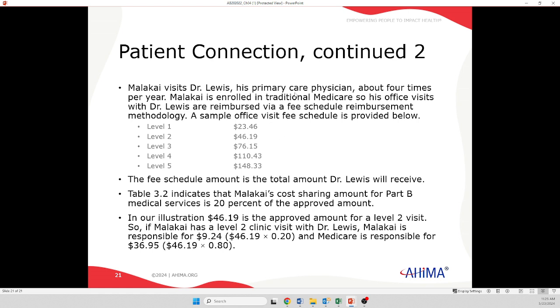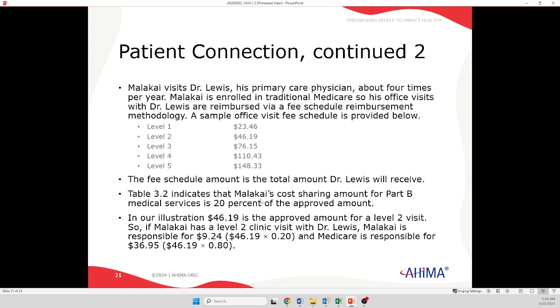Now, she also sees her primary care 4 times a year, and she's enrolled in traditional Medicare, so his office visits are reimbursed via a fee schedule. And this is a sample of a fee schedule. So if you've done 2400 yet, if you're in 2400, when you do your E&M, there are different levels of doctor's visits, and that determines how those are paid. That's the total amount Dr. Lewis will pay.